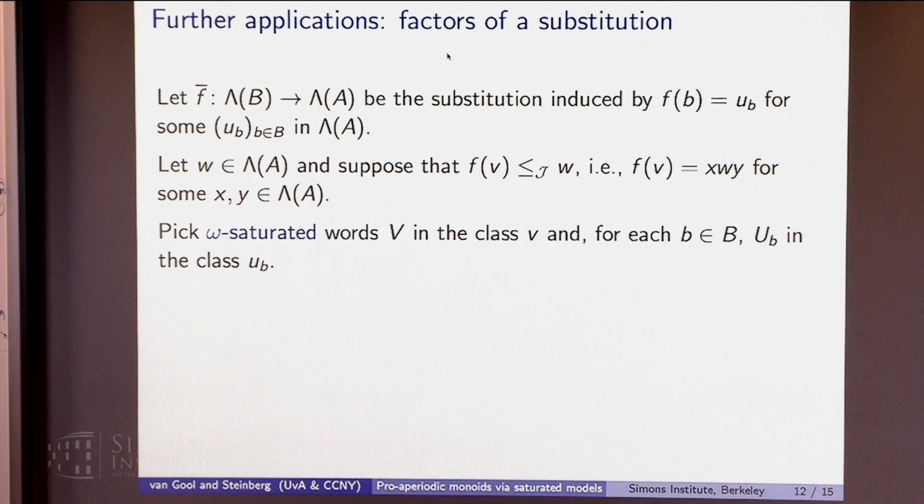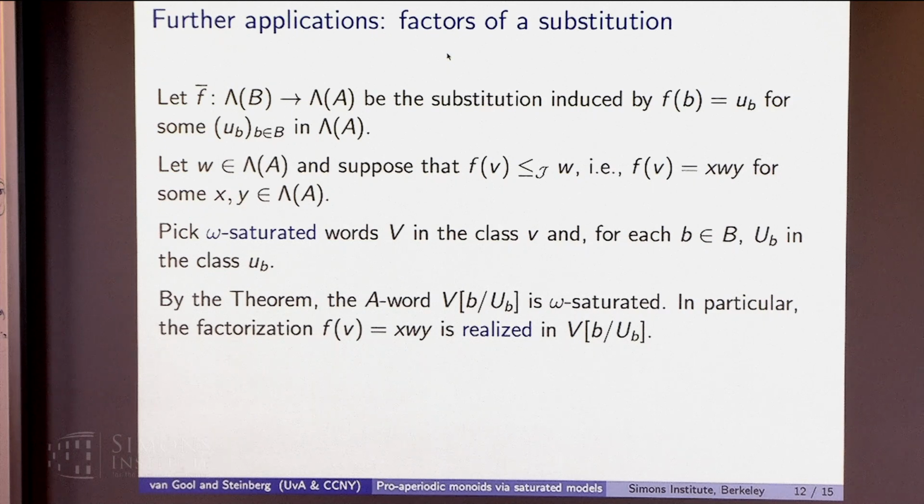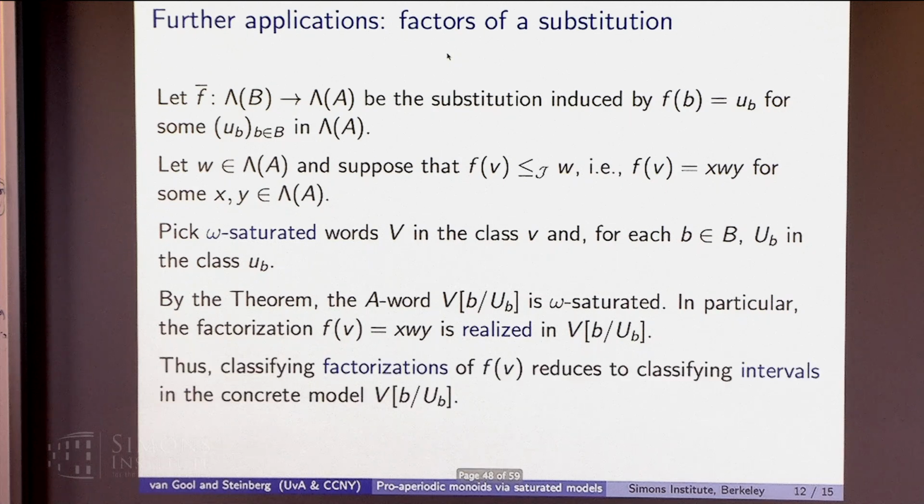Then what I know is that I can choose omega saturated words in each of these classes. And the theorem tells me that if I choose for my indexing word V and for the words that I'm substituting omega saturated words, the resulting word of substituting all this stuff is still omega saturated. In particular, what that means is that if I take any factorization by some word W, it's actually going to be realized in the result of substituting. So classifying factorizations, which if you were just thinking of this as some compact monoid might have been hard, now becomes just a combinatorial problem of classifying what the intervals are in this very concrete model V, capital V, with all the models U, B substituted.